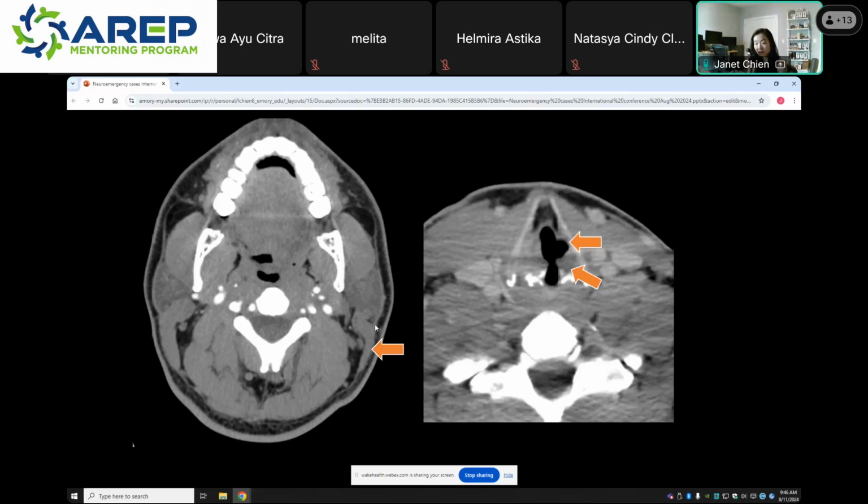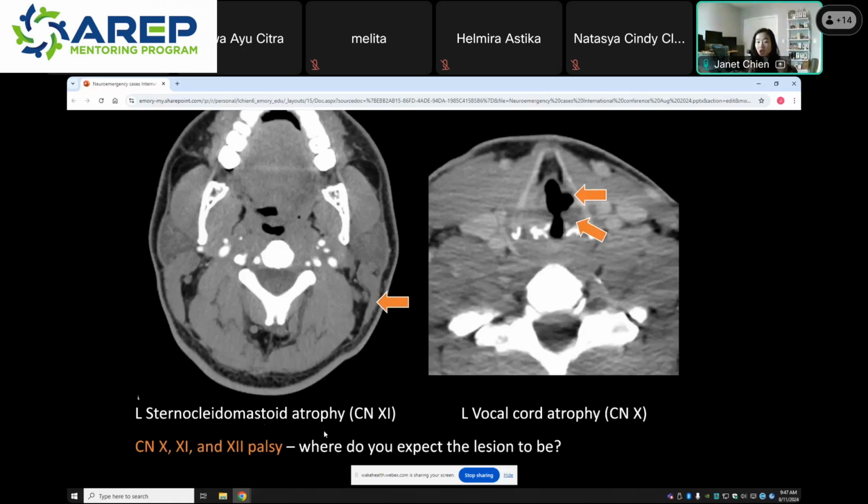So cranial nerve 10. What about this one, the sternocleidomastoid muscle? Does anyone remember what cranial nerve innervates the sternocleidomastoid muscle? Cranial nerve 11. So you've got cranial nerve 10, 11, and 12 palsy. Where do you expect the lesion to be? Like, where would you look along the patient's neck for a lesion that would knock out cranial nerve 10, 11, and 12? What space would you look for the lesion?